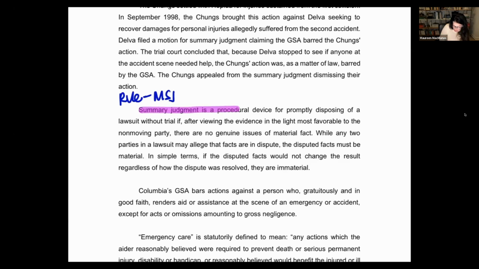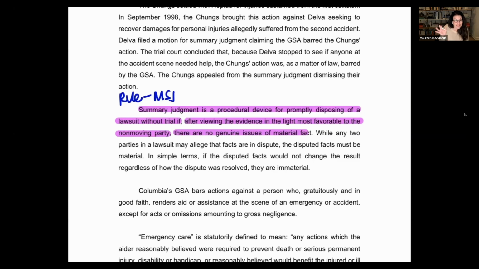Summary judgment is a procedural device for promptly disposing of a lawsuit without trial if, after viewing the evidence in the light most favorable to the non-moving party, there are no genuine issues of material fact. While any two parties in a lawsuit may allege that the facts are in dispute, the disputed facts must be material. In simple terms, if the disputed facts do not change the result, regardless of how the dispute was resolved, they are immaterial. So that's giving us a little bit more of an explanation of what is a material fact, what we are getting at with an MSJ.